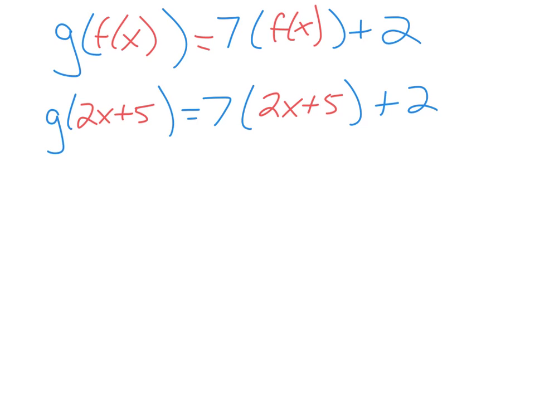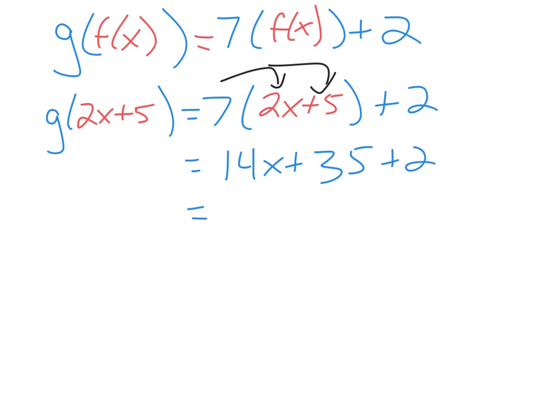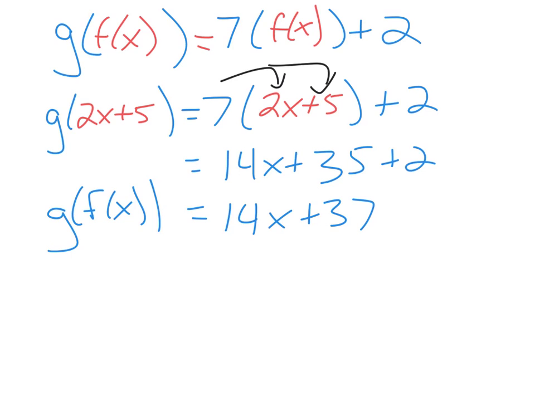Okay, we're going to get some different information here. But again, it's the same way. You still simplify it the same way. So what does that give you? 14x plus... Okay, so 35 plus 2, so yeah, 14x plus 37. Okay, g of f of x. Is that okay?